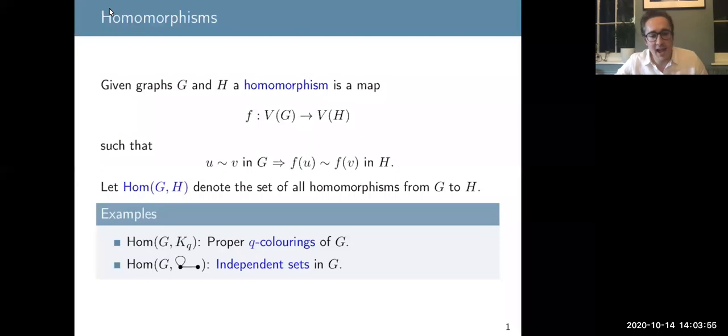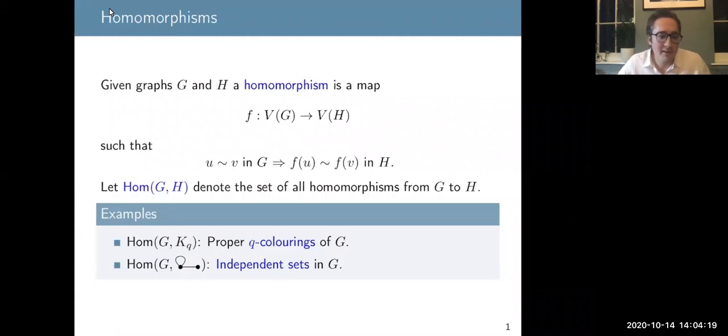If I take H now instead to be this funny graph here with a loop at it, if you squint at it for a second, you notice that a homomorphism into this graph is actually nothing more than an independent set in G. So an independent set is another important notion in graph theory, which is just a collection of vertices with no edges between them.